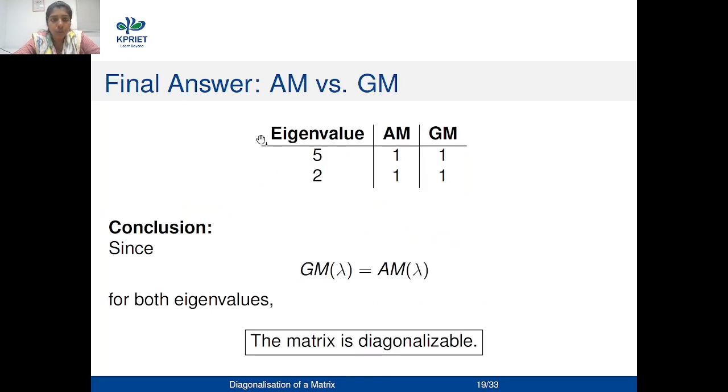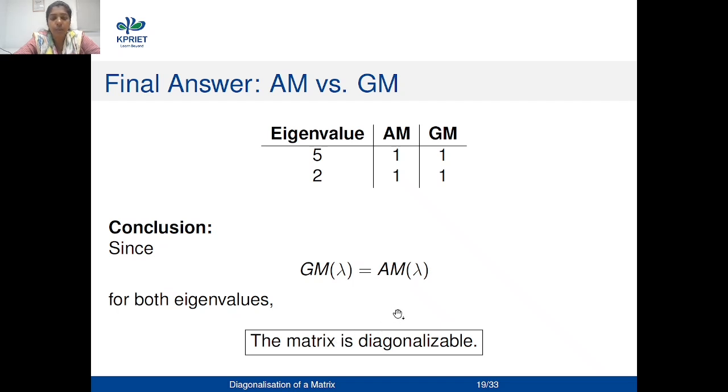So now let us move on to the conclusion of the problem. Here we found two eigenvalues, 5 and 2, and the arithmetic multiplicity of the eigenvalue 5 is 1 and the geometric multiplicity is 1. Similarly, for the eigenvalue 2, the arithmetic and geometric multiplicity are both 1. So in this case, these two eigenvalues have equal arithmetic and geometric multiplicities. So I can say that this matrix is diagonalizable.